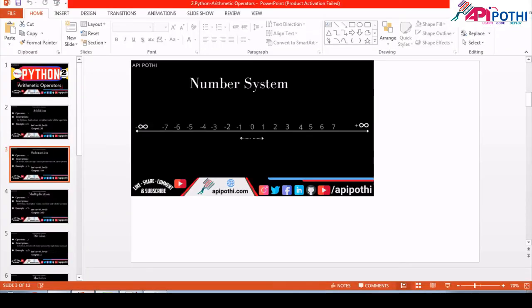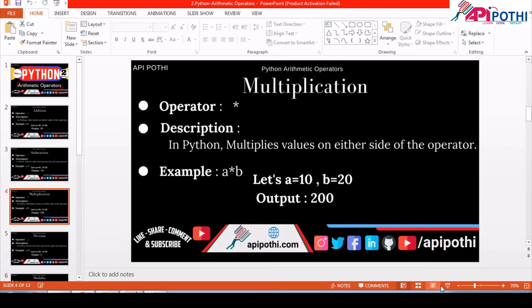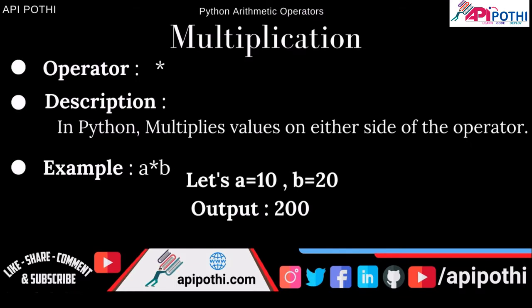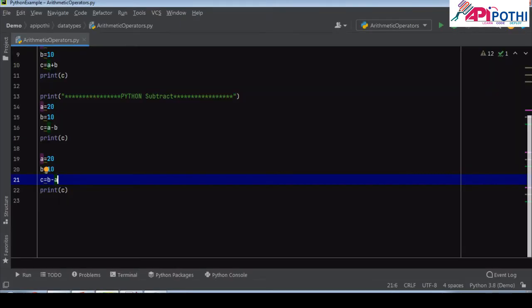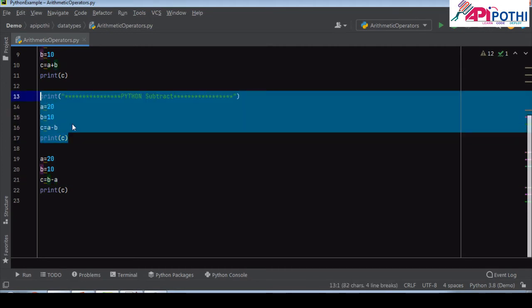Now next we are going to see multiplication. Multiplication in Python is denoted by a star sign. For multiplication, a into b and b into a remain the same. 10 into 20 equals 200, as well as 20 into 10 is also 200. So here the side of the operator doesn't matter. You can calculate from either side, either a into b or b into a. Now let's perform the multiplication in the IDE.